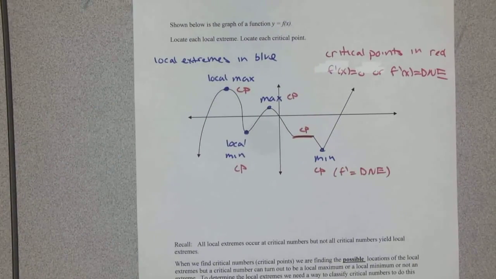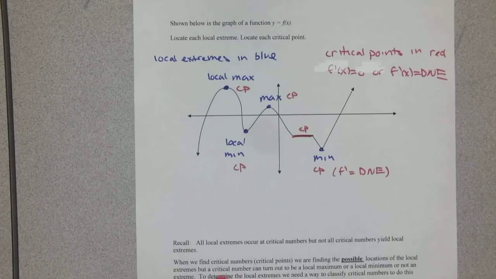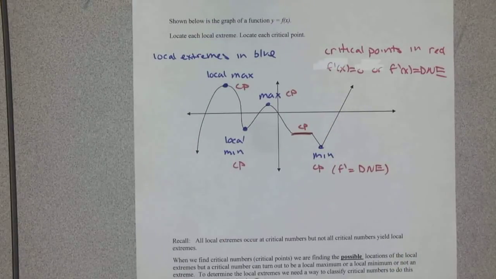And so we saw something like this before, where we note that everything in blue is also marked in red, but not all the red is blue. And so a little recall here. All local extremes occur at critical numbers or critical points, but not all critical numbers yield local extremes. And that's just what I'm trying to remind you of there, of the relationship between critical points or critical numbers and local extremes. All local extremes come from critical numbers, but not all critical numbers are local extremes.